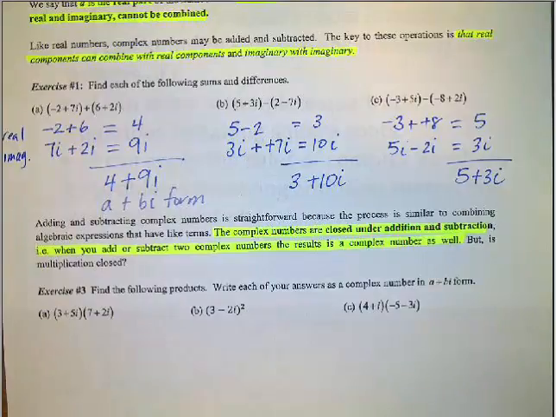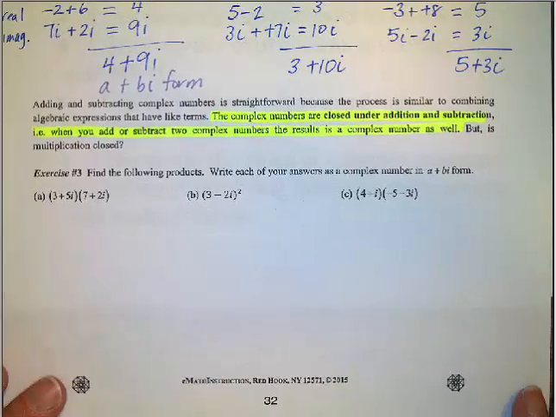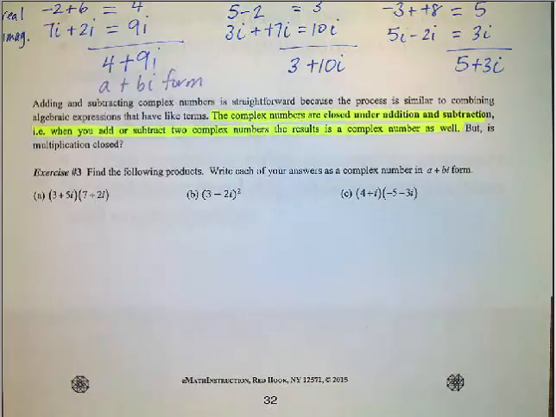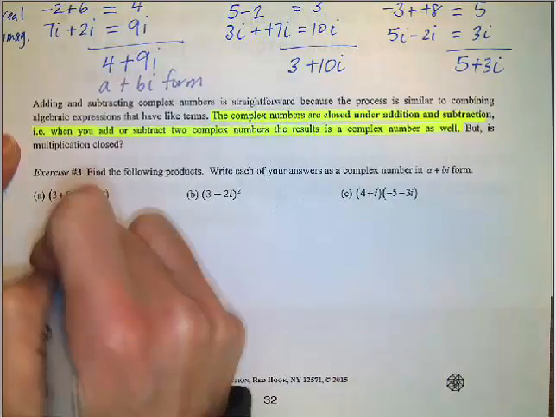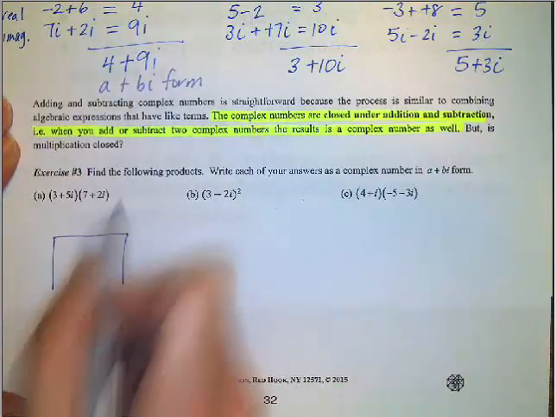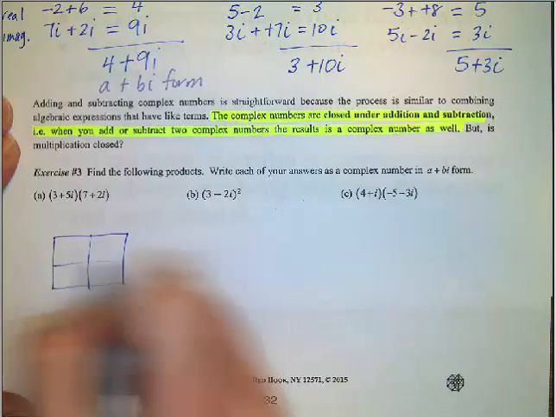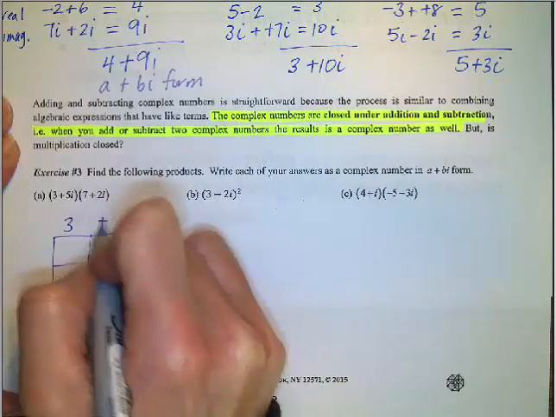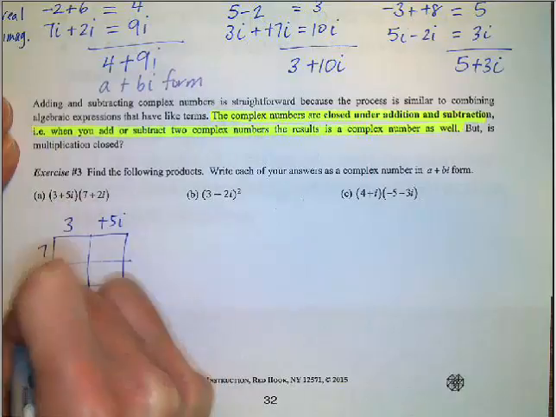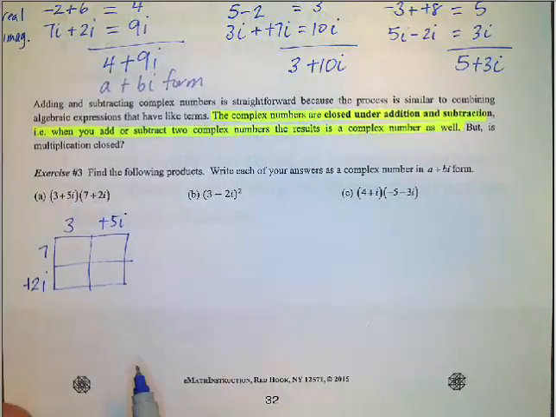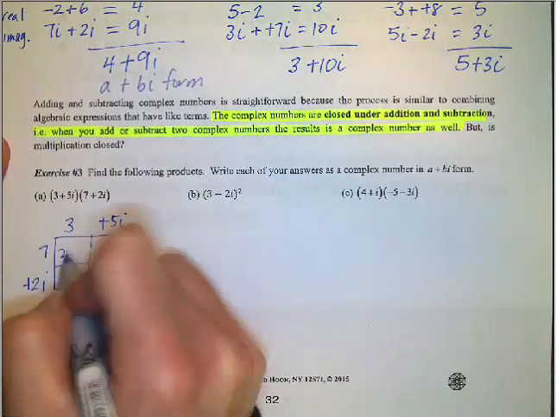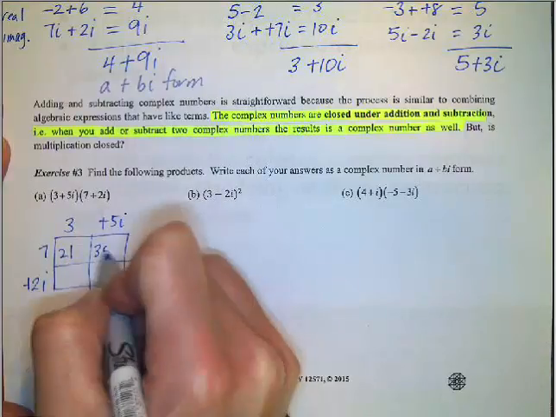So we're going to look at the next 3 examples, which are all multiplying. The first one is a binomial times a binomial. So just like when we had algebraic expressions, so if we had x's instead of i's, how would we go about this? And we would use the box method. So since I have a 2 by 2, I'm going to make a 2 by 2. So 3 plus 5i, 7 plus 2i, and multiply. 7 times 3, 21. 7 times 5i is 35i.